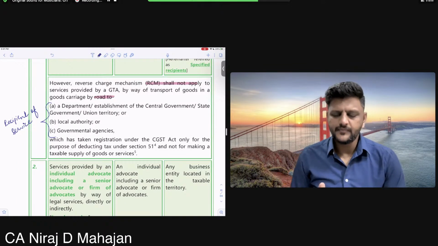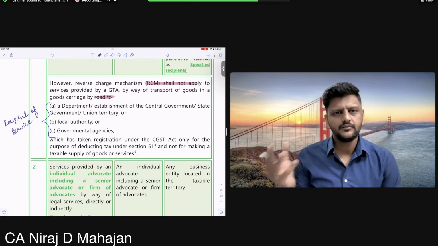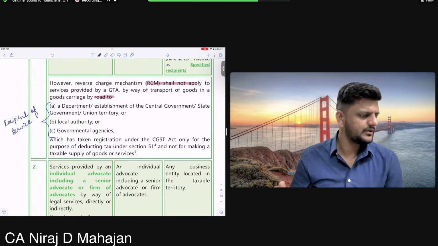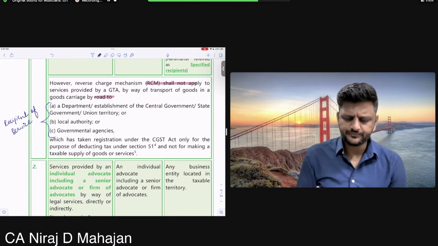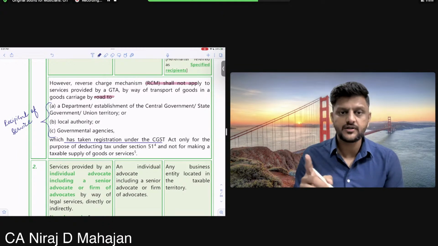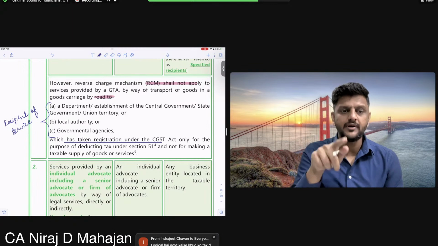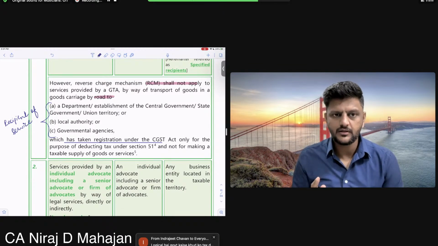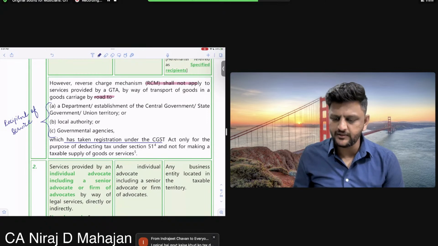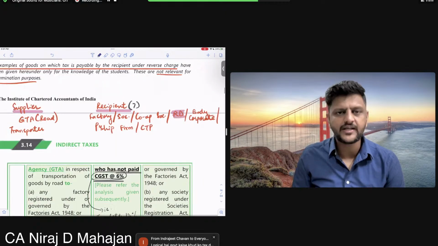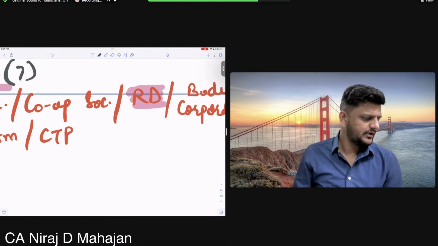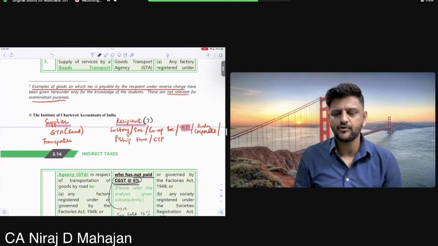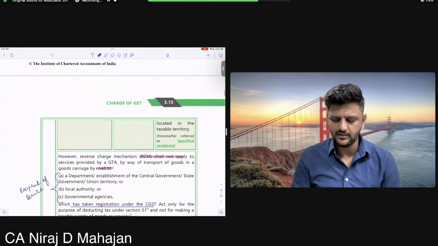A department or establishment of the CG, SG or UT. Government service. Okay, given to whom? Government, local authority or government agencies which have taken registration under CGST. That means these departments are registered dealers. Are you getting my point or no? So basically an exemption has been made out of this category. When a recipient is a registered dealer, who are exempted? Government agencies are exempted from RCM.